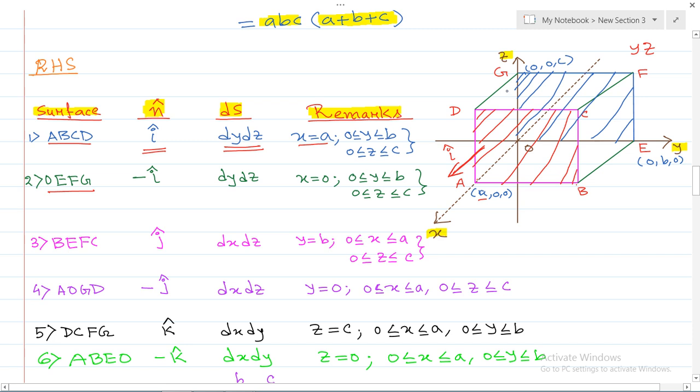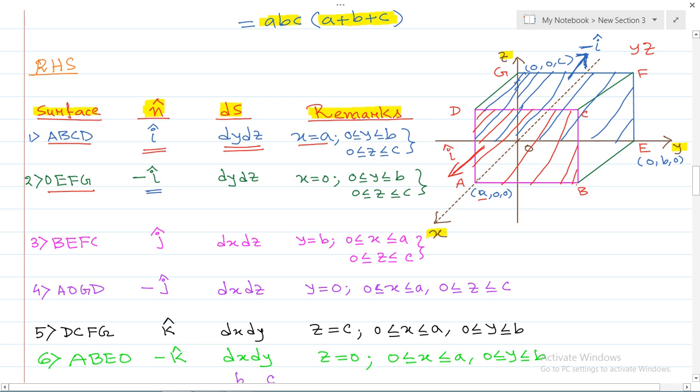This is the surface OEFG, the blue shaded surface. From this surface, the outward unit normal will be in the negative direction of the x-axis. The outward unit normal from the surface to the outside will be along the negative side of the x-axis, where the unit vector is minus i cap. So n cap is going to be minus i cap.